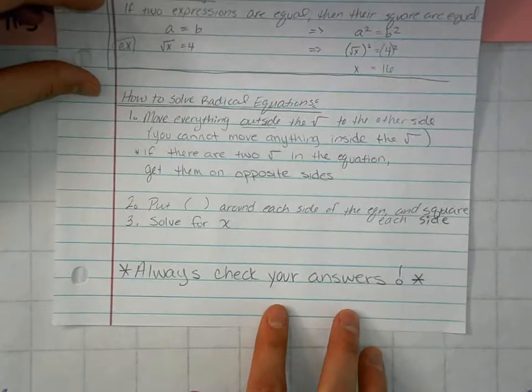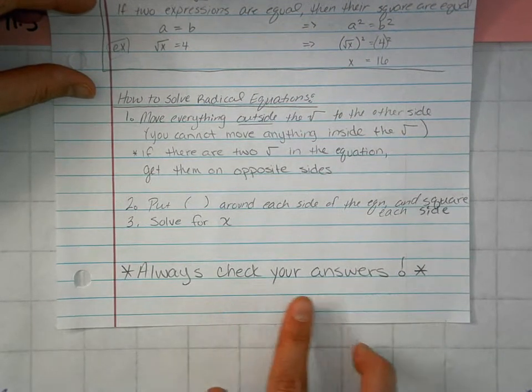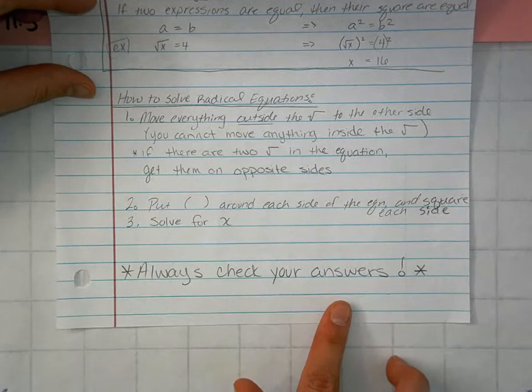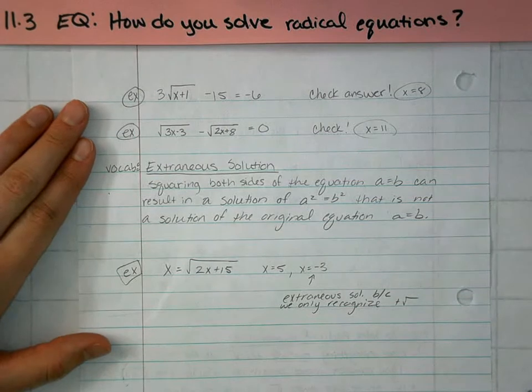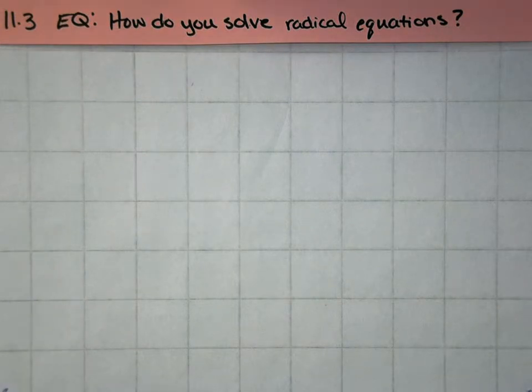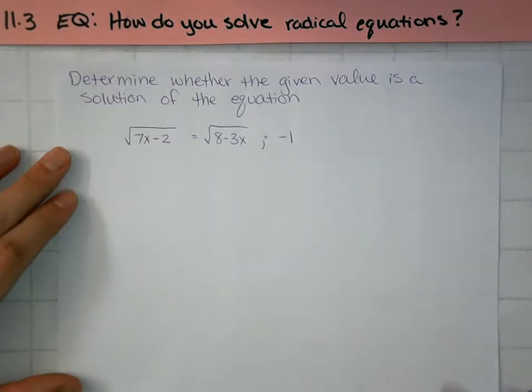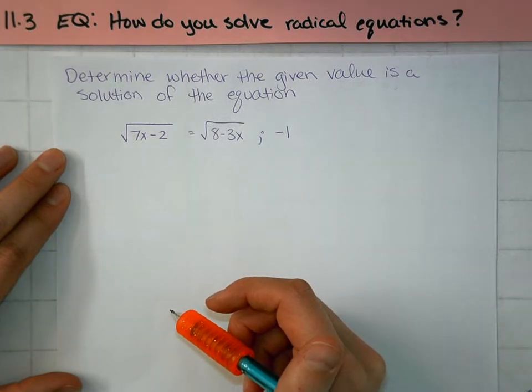Here are the steps for solving a radical equation. Note you always should check your answers, and the reason for that is because there might be extraneous solutions. Our first example is one where we're actually going to determine whether the given value is actually a solution to the equation.